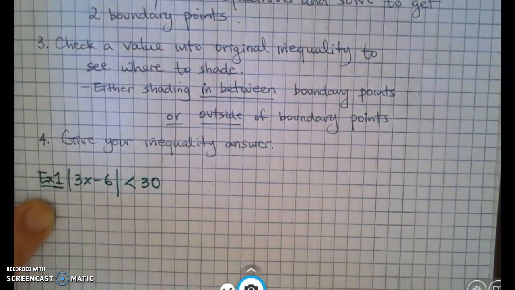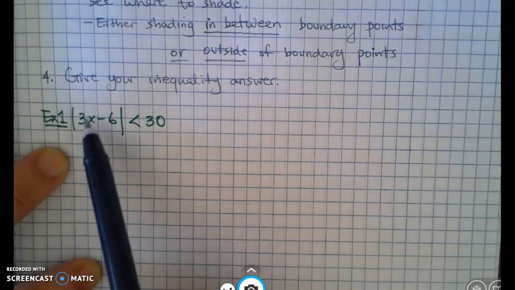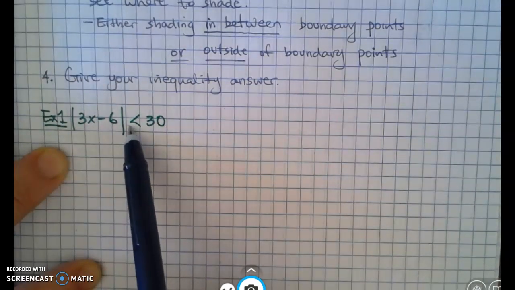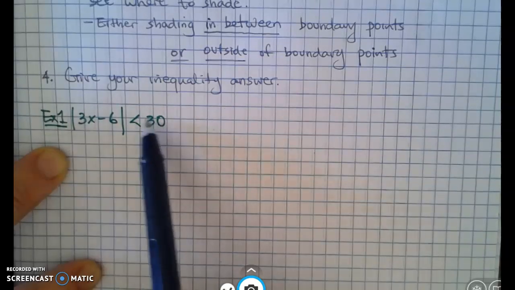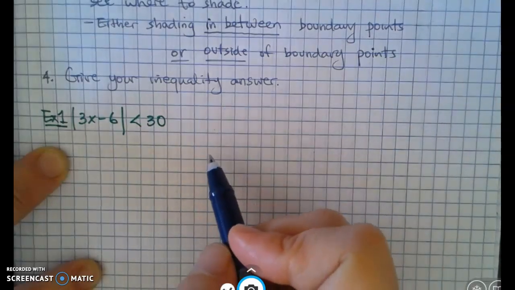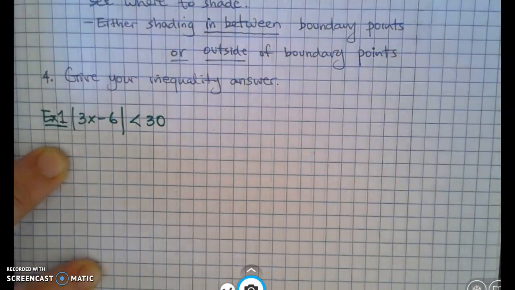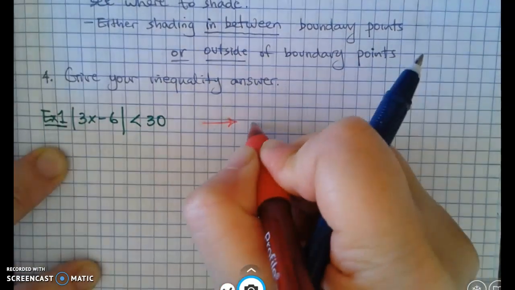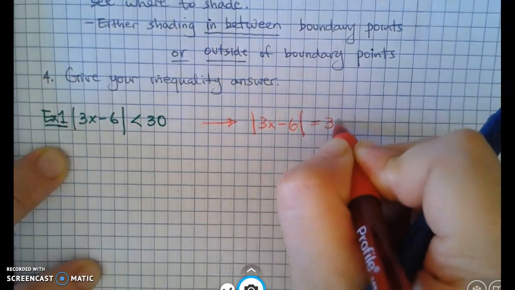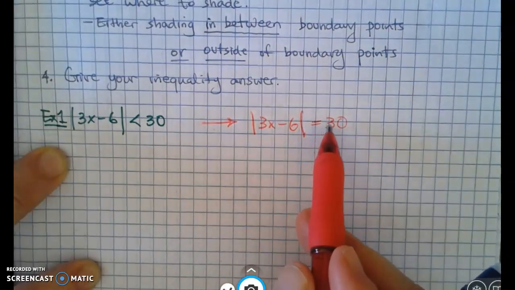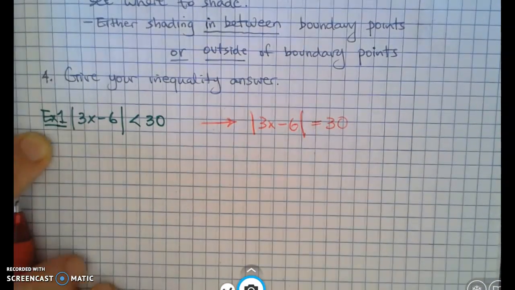Okay, so assuming you have taken the notes, let's go through these steps. So the first step was to rewrite this absolute value inequality. This is an absolute value expression with an inequality sign. So it's an absolute value inequality. We want to rewrite it with an equal sign. So that means we want to convert that to absolute value of 3x minus 6 is equal to 30. That's what I mean by convert it into equal sign. We are going to be dealing with the inequality later on, but for now, convert it to equal sign.